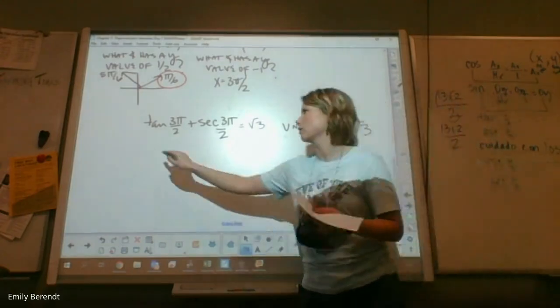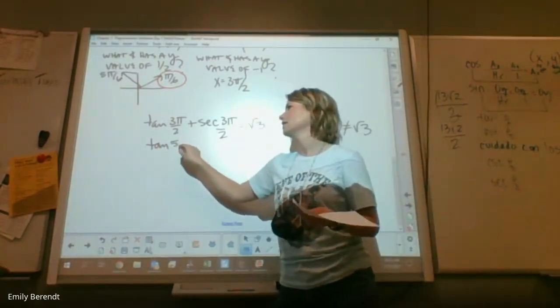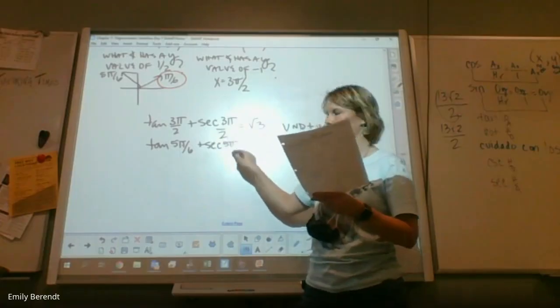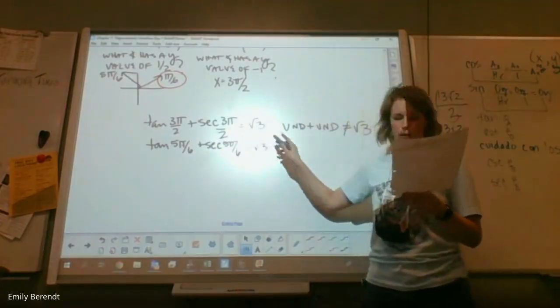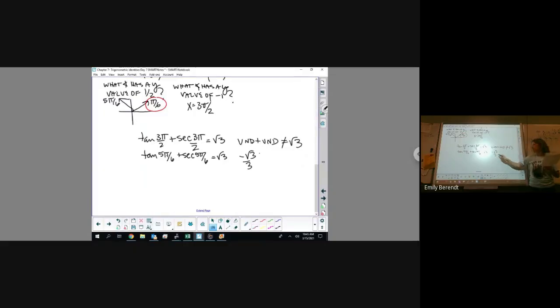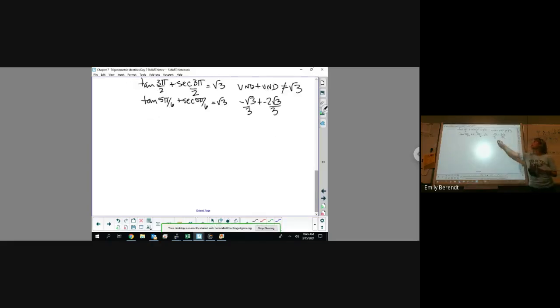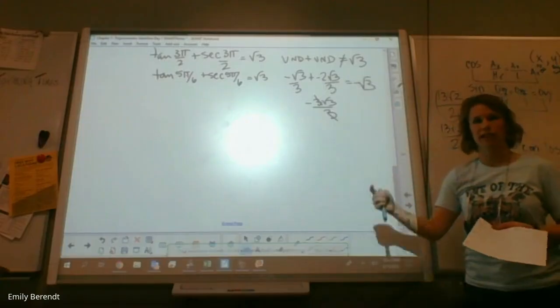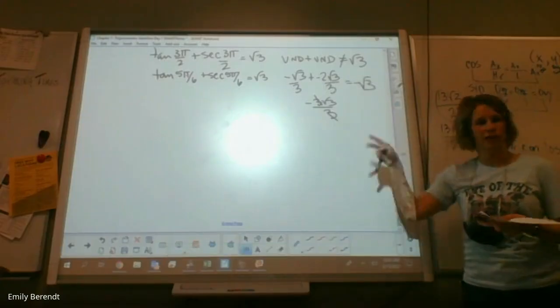If you do 5 pi over 6, the tangent of 5 pi over 6 plus the secant of 5 pi over 6 is supposed to equal root 3. It's negative root 3 over 3 plus negative 2 root 3 over 3, which is negative 3 root 3 over 3, giving you negative root 3. Well, does that give you a positive root 3? Nope, that's why that one doesn't work.